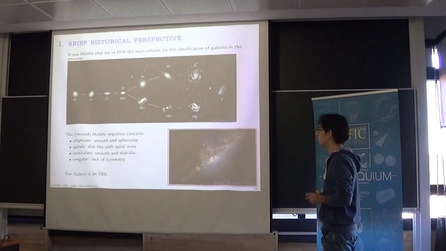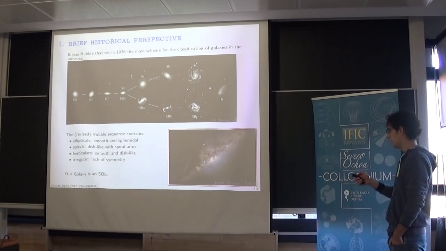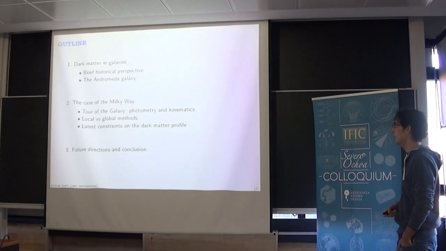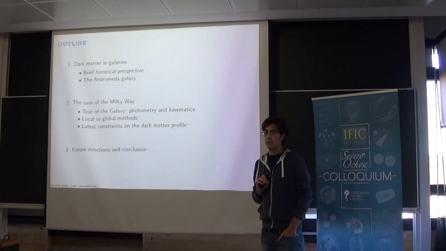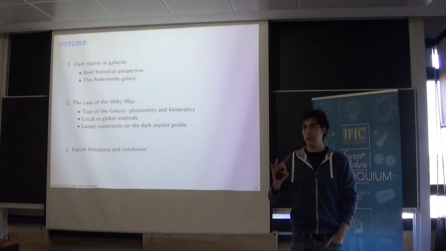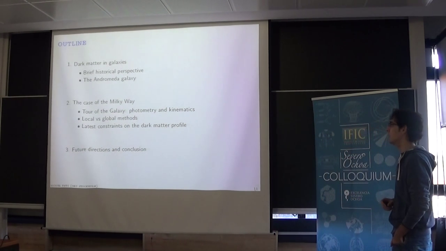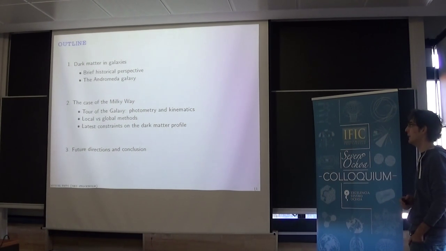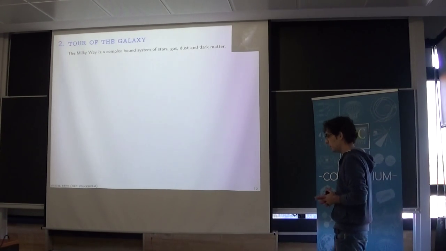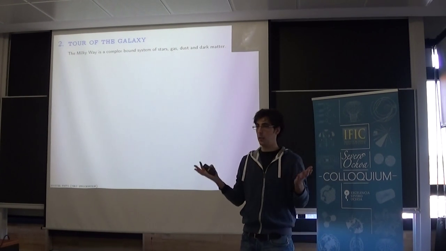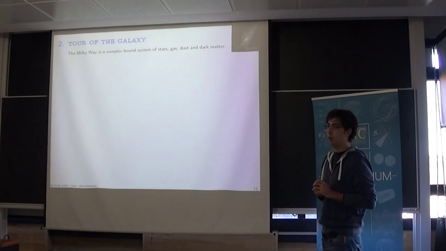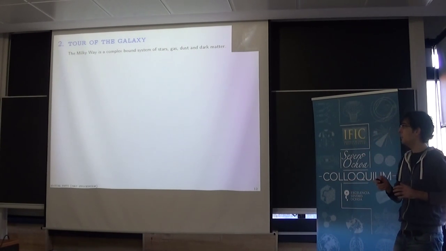What I'll do in the next few slides is to focus on our own galaxy, the Milky Way. And here, as I said, I'll start with a bit of a tour of the galaxy. What is there that you should know, at least for the purposes of this talk? In first order, you can just think of the Milky Way as a complex system of stars, gas, dust, and dark matter. And there are a few components that I would like you to keep in mind.